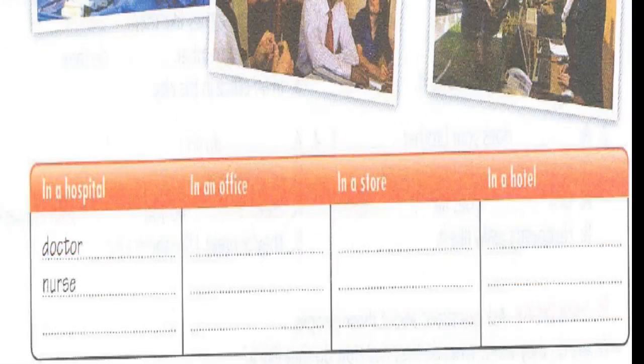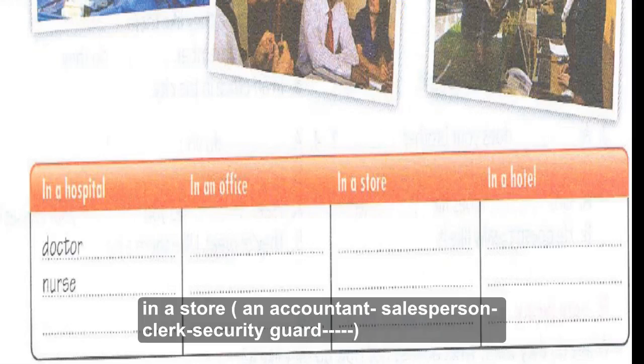Three, what's this? A supermarket, a store, a shop. Who works in a shop? A cashier. A cashier works in a shop. An accountant works in a shop. A salesperson works in a shop. A clerk, a security guard works in a shop. In a store, an accountant, a salesperson, a clerk, a security guard.